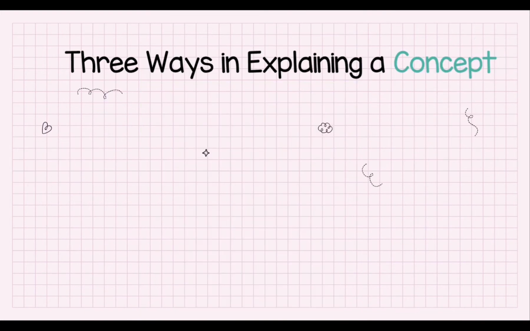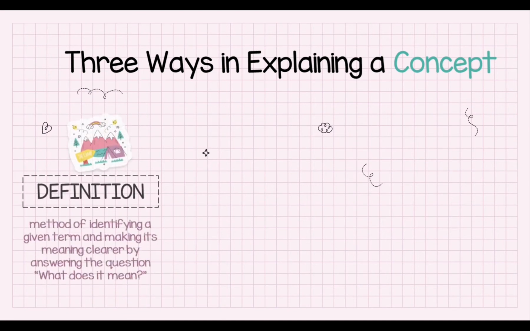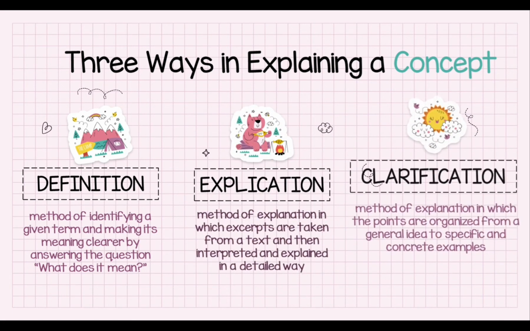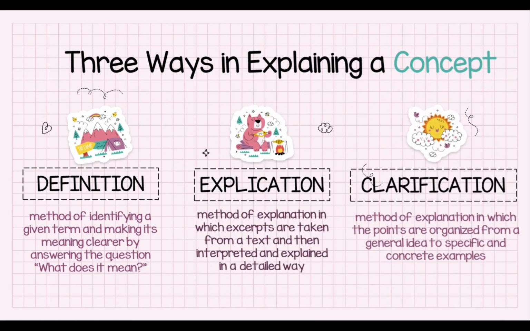3 ways in explaining a concept. So in writing a concept paper, you may use the following 3. First is definition, followed by explication and clarification. These 3 almost sound the same, but what is their difference? When we say definition, you just provide the meaning. You answer the question, what does it mean?